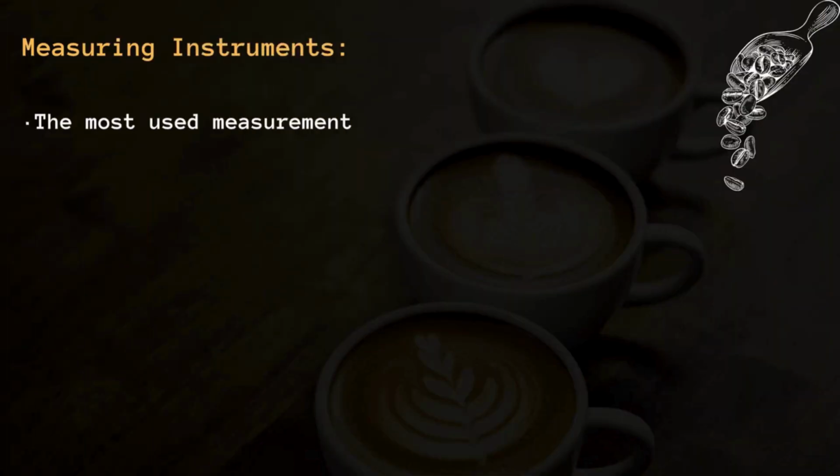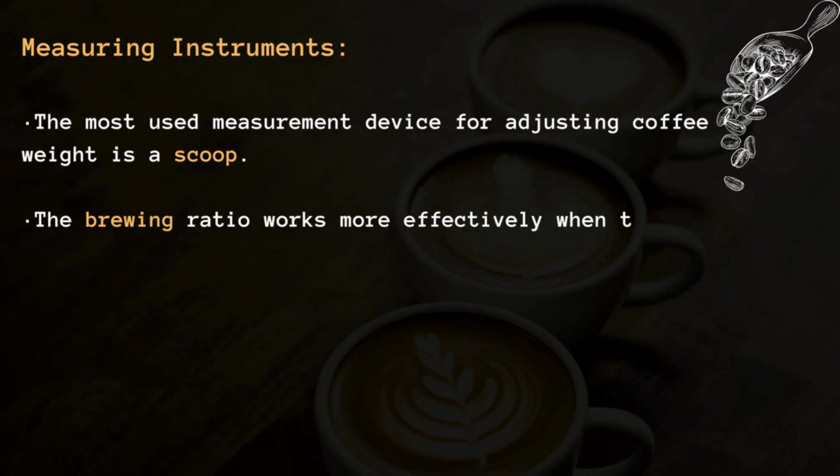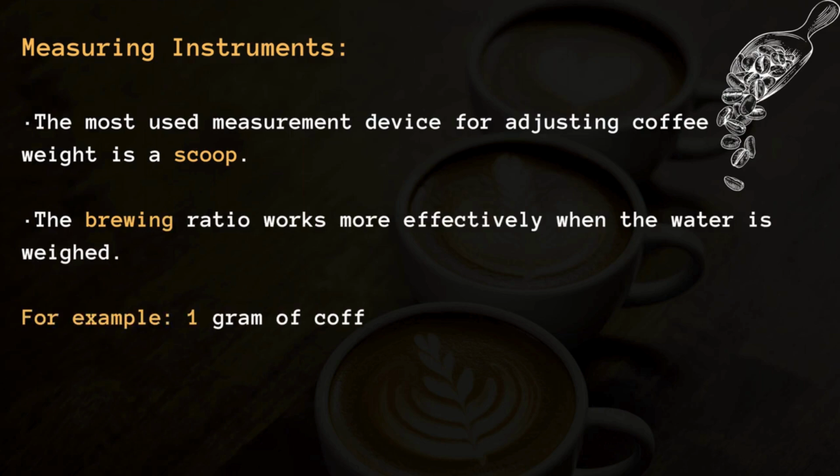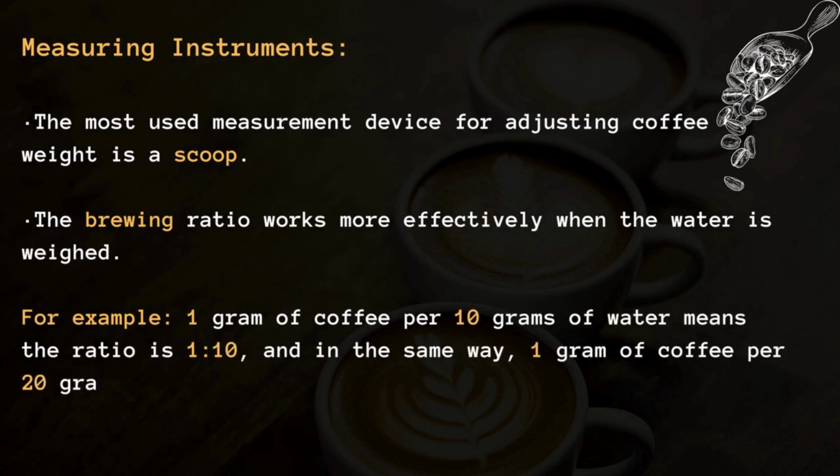Measuring instruments. The most used measurement device for adjusting coffee weight is a scoop. The brewing ratio works more effectively when the water is weighed. For example, 1 gram of coffee per 10 grams of water means the ratio is 1:10, and in the same way, 1 gram of coffee per 20 grams of water means the ratio is 1:20.